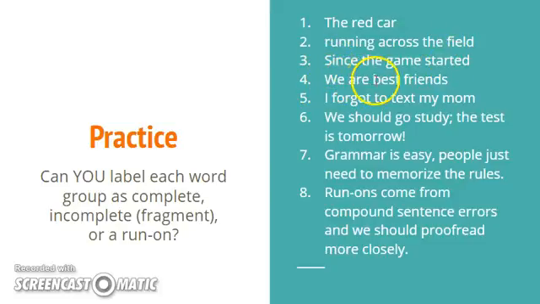Number 4, we are best friends. That's fine. That's a complete sentence all by itself. I have a subject and I have a predicate. I've got my verb, and it expresses a complete thought. It's fine. Same thing with number 5. I forgot to text my mom is also a complete sentence. No problems. Number 6, we should go study; the test is tomorrow. Those are 2 complete sentences that have been correctly joined with a semicolon, so it is not a run-on. Number 6 is just fine.